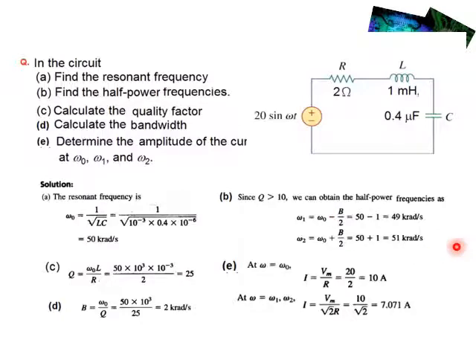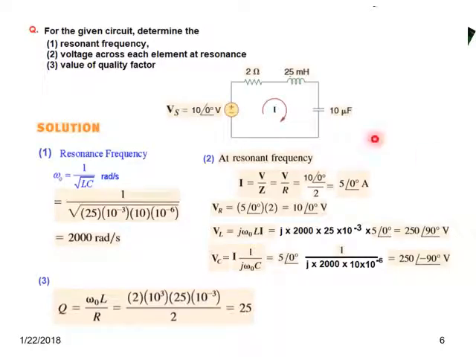Okay, next, for the given circuit, determine the resonant frequency, voltage across each element at resonance, and value of Q.